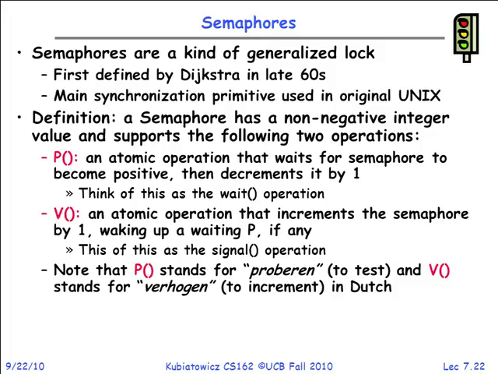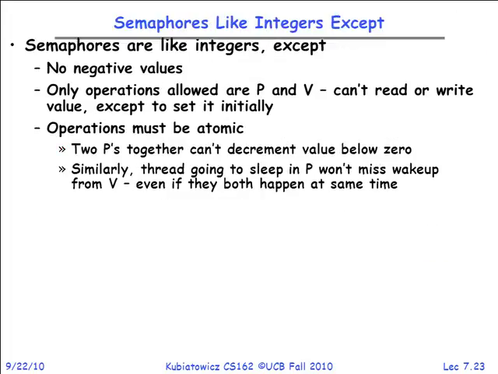And the operations are atomic. If you do two P operations together, they'll never decrement the value below 0. Let me say that again. If you do two P operations simultaneously, you'll never get the value below 0 because, say the value is 1, one of them will decrement it to 0 and get to go through. The other one will stall, waiting for it to come above 0 again. So they're atomic. Similarly, a thread going to sleep in P won't miss a V.